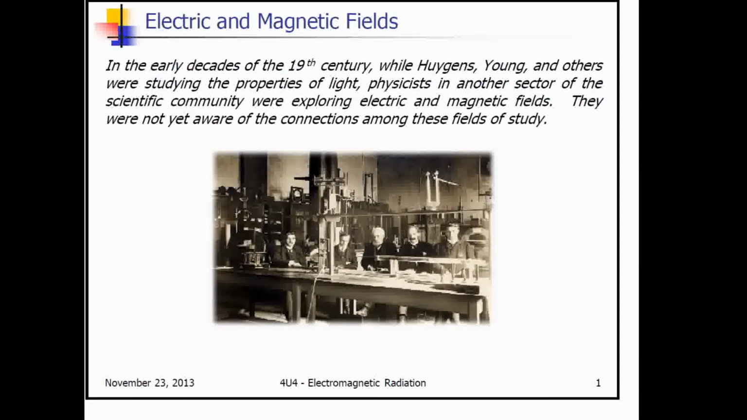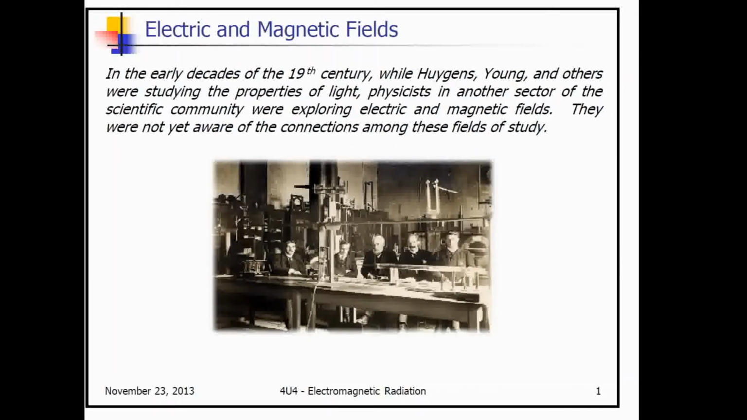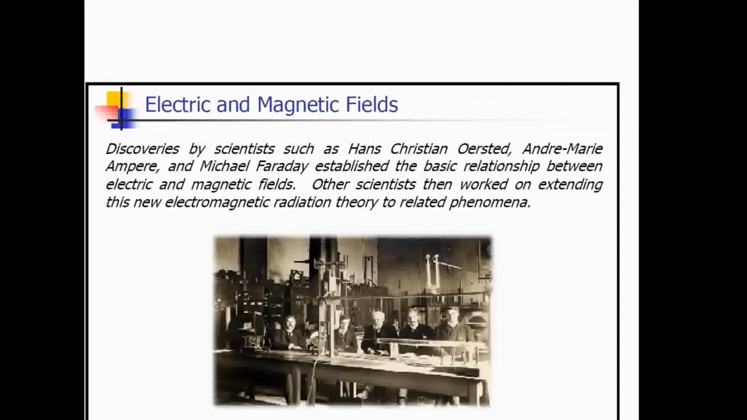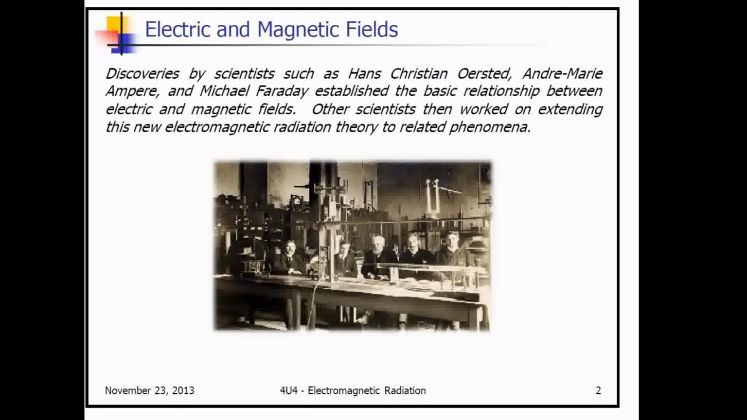So in the early decades of the 19th century, while Huygens, Young, and others were studying the properties of light, physicists in another sector of the scientific community were exploring electric and magnetic fields. At the time, light, electricity, and magnetism were all thought of separately. Then they started to understand that there was a connection between electricity and magnetism. And then we're going to get into what the connection is between electricity and magnetism and light.